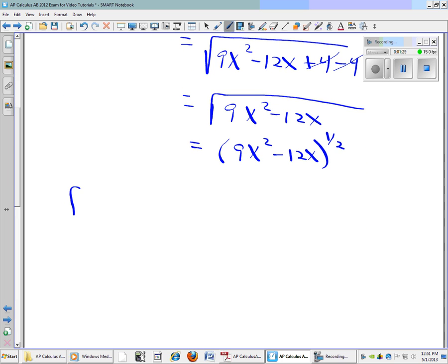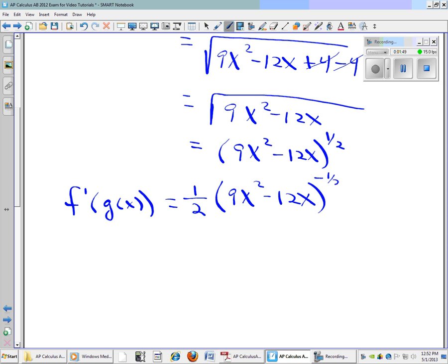So here we go. If we take the derivative of f of g of x, then I'll use the chain rule and multiply by that exponent, which will give me a 1/2 up front. And I'll have the 9x squared minus 12x inside. And then I'll subtract 1 from the exponent, so that'll give us a negative 1/2. And we multiply times the derivative of the inside. The derivative of 9x squared is 18x. And the derivative of negative 12x is negative 12.